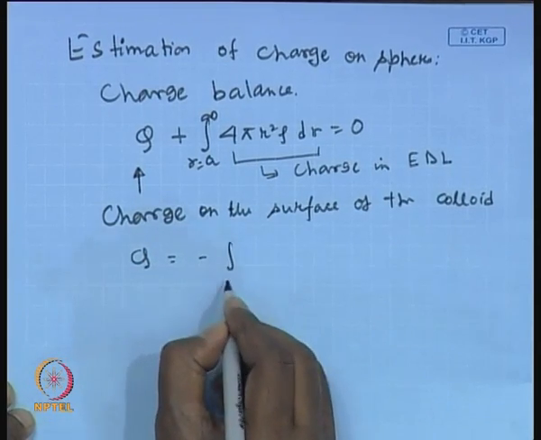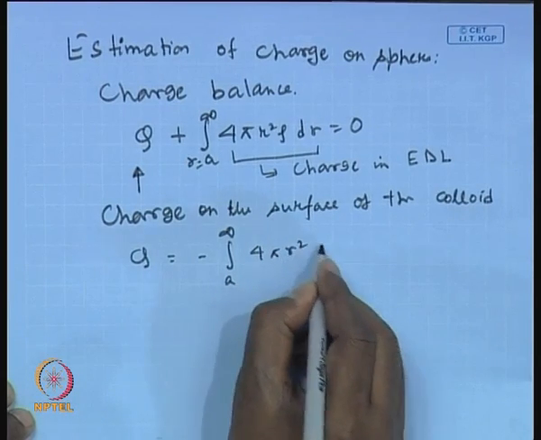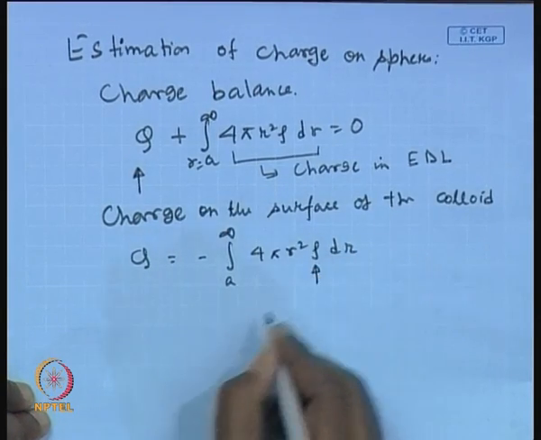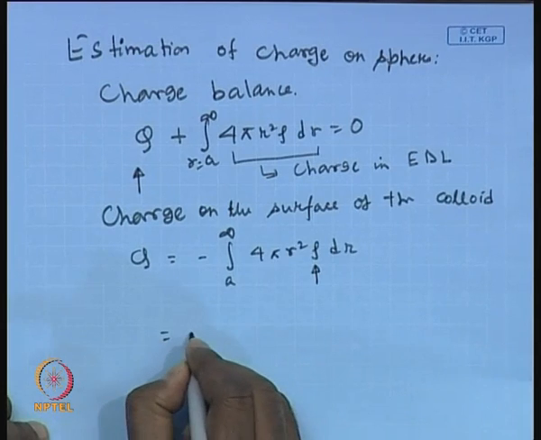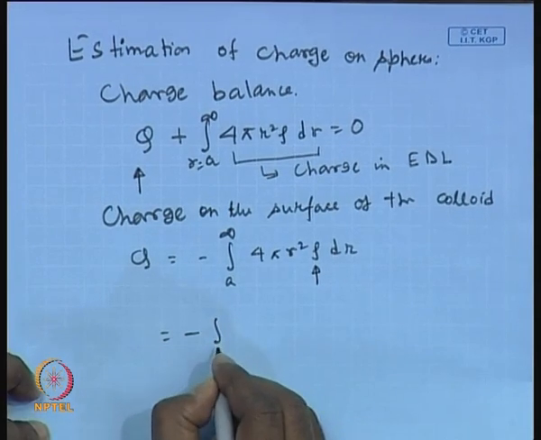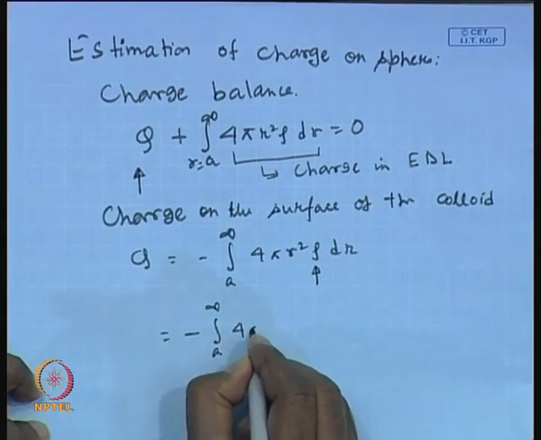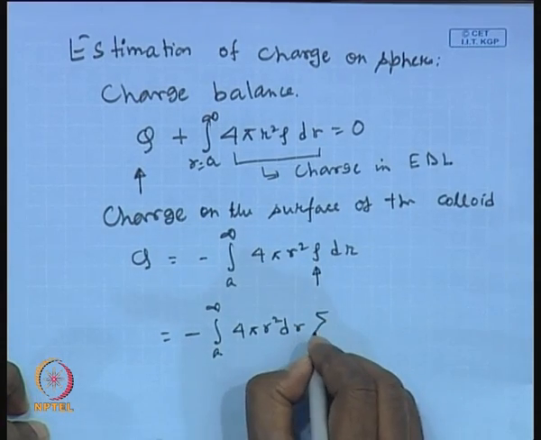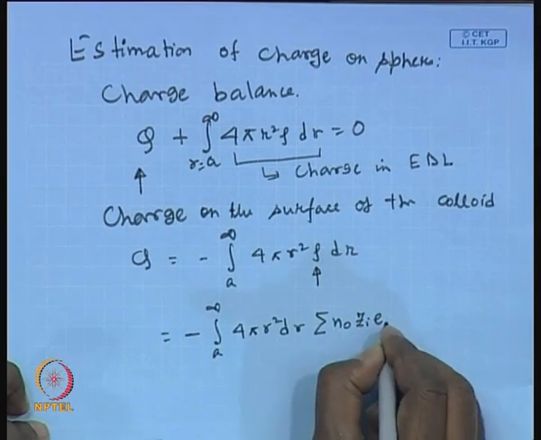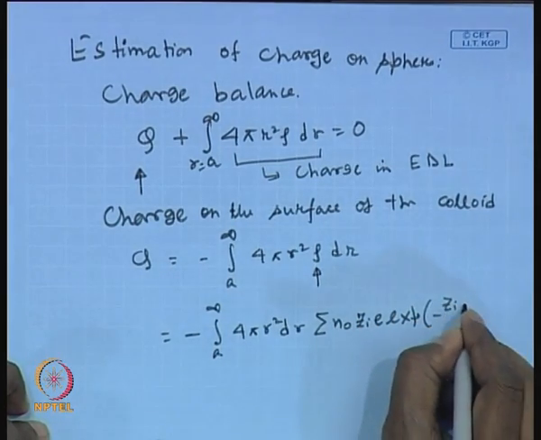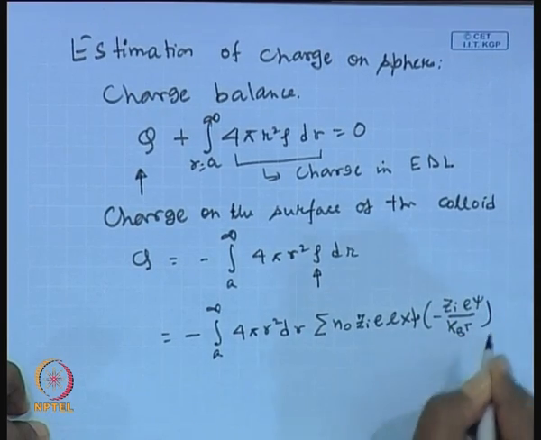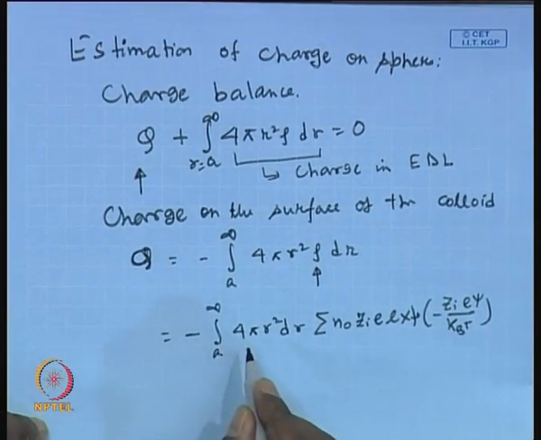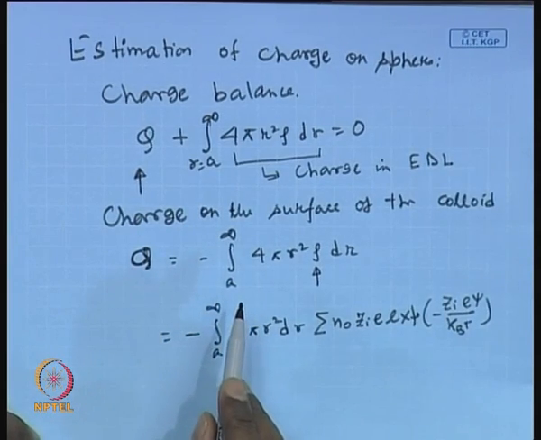Q can be estimated from the equation 4 pi r square rho dr, and then you put the expression of charge density rho that we have derived in the last class in this equation. So, it turns out to be minus integral a to infinity 4 pi r square dr, and I am going to write down the expression of rho, the net charge density, as summation n 0 z I e exponential minus z I e psi over k b t. Okay. Now, after carrying out this integration, you will be getting the net charge residing on the solid colloid particle.